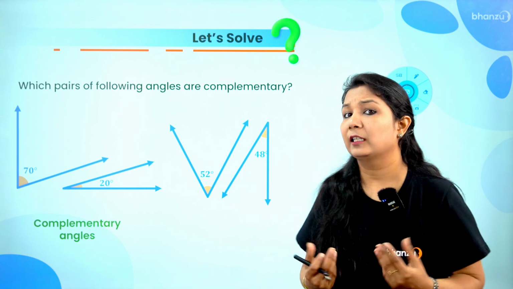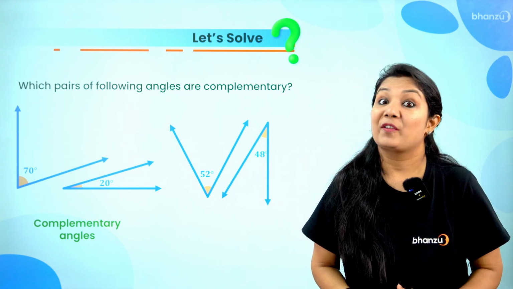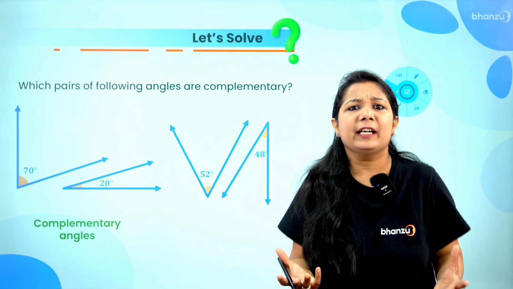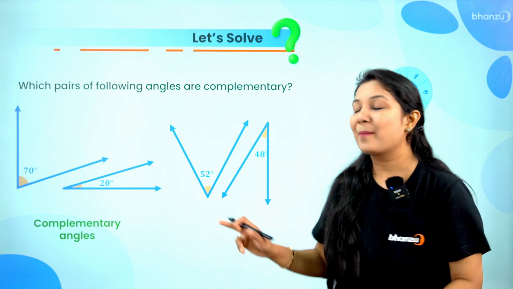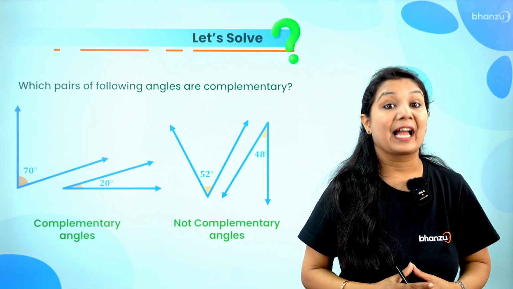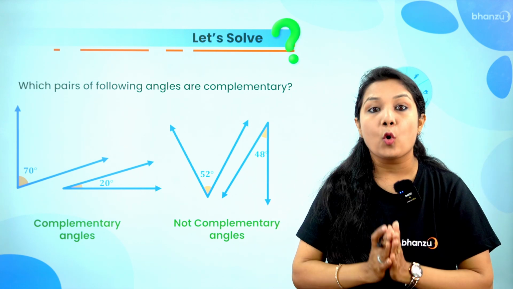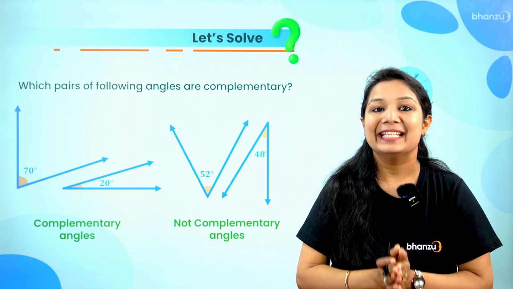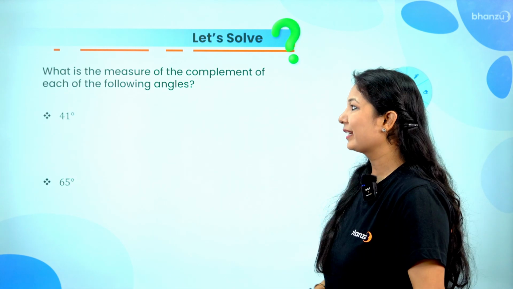But if you see the other pair over here, it's 52 degrees and 48 degrees. So if I add them, I get 100 degrees. So is it a pair of complementary angles? No ma'am, they are not complementary angles because the sum of the measures exceeds 90 degrees. It should always be equal to 90 degrees. Right? Let's do more practice on complementary angles now.